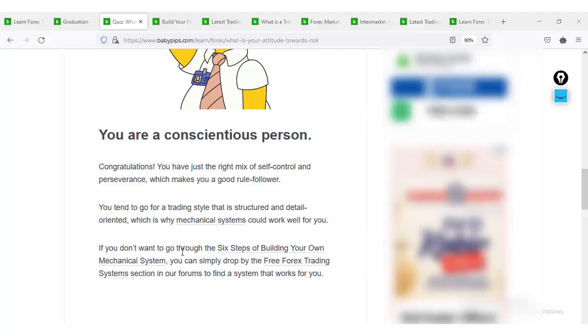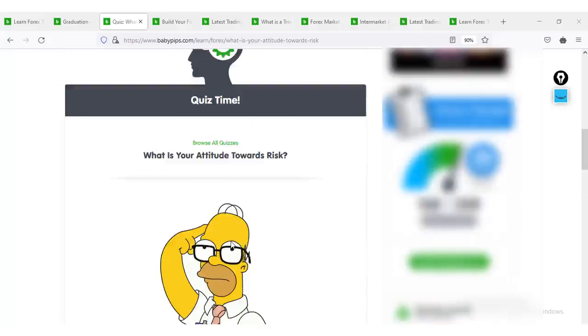So if you don't want to go through the 6 steps of building your own mechanical system, you can simply drop by the free forex trading systems section in our forum to find a system that works well for you. Okay, so if I don't want to build my own, I can just drop here and find one that I can use very well. So that's what they're telling me. So let's move to the next quiz.